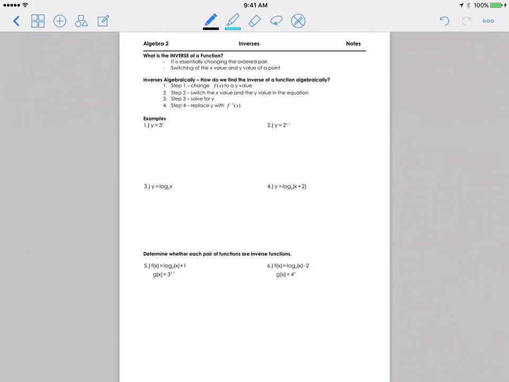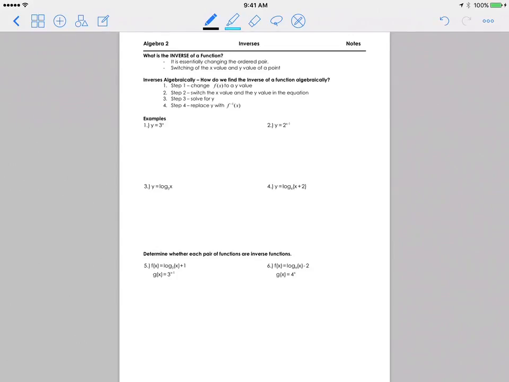So we already know what an inverse is. We've been talking about it all year, that they kind of undo each other. That's what an inverse does. And when you're graphing, it changes the ordered pairs. So your x's become your y's in your inverse, and your y's become your x's in your inverse.